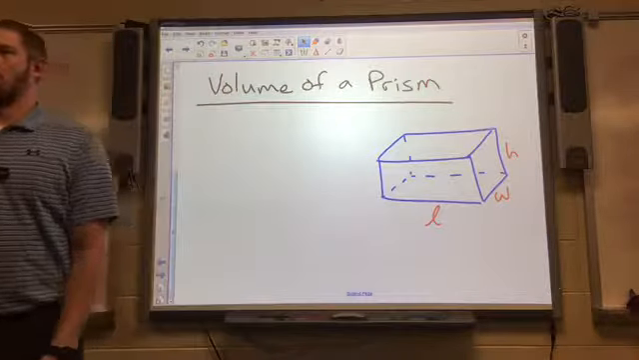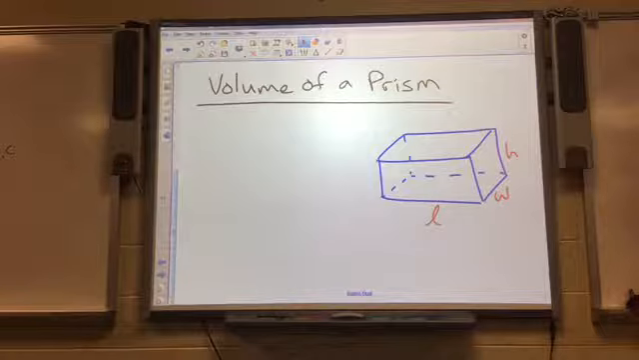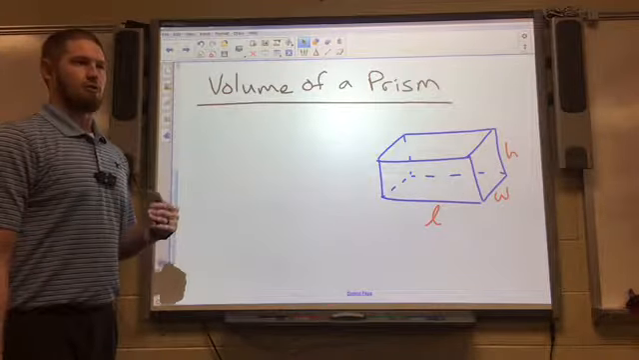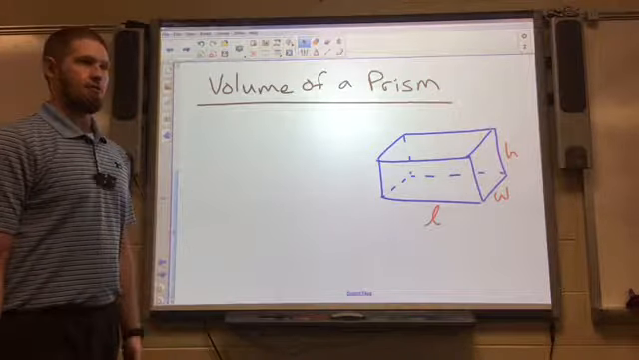That doesn't always work though. In a triangular prism, what's the length and what's the width? In an octagon, or an octagonal prism, or a hexagonal prism, what's the length and width? The height would be obvious, right? It'd be how tall it is. But can you find a length and a width of something that doesn't have a length or a width?